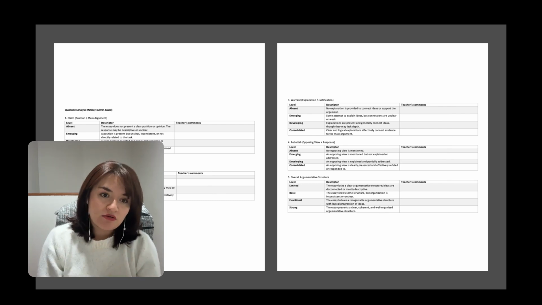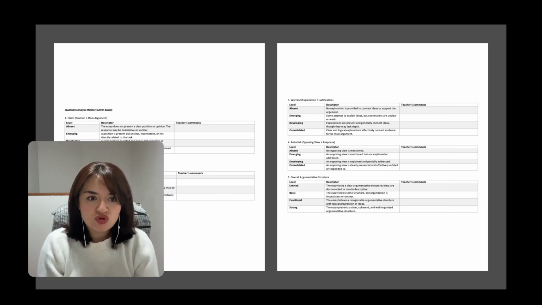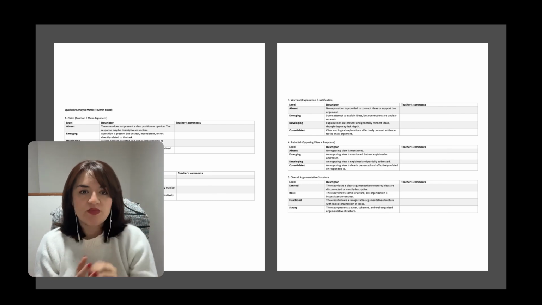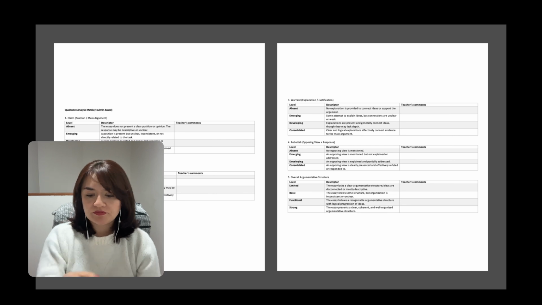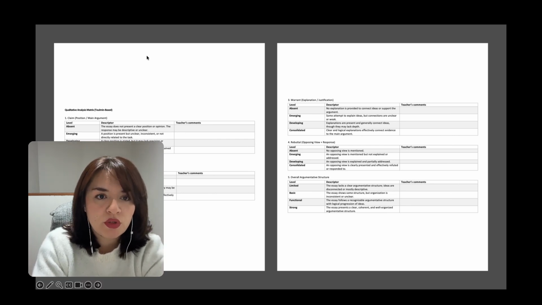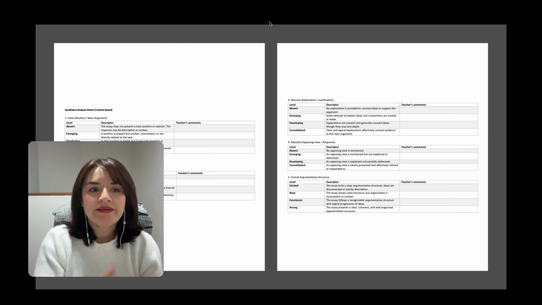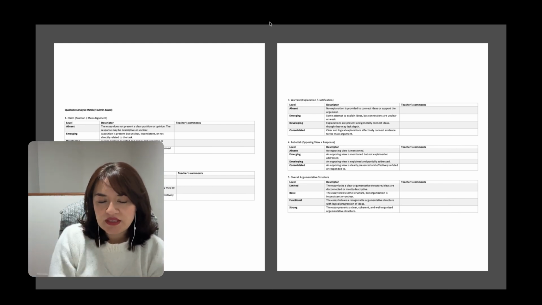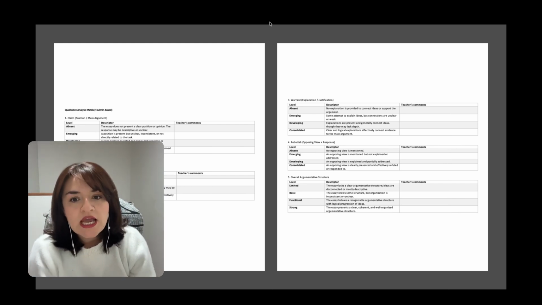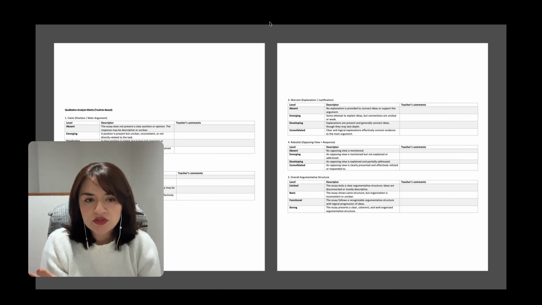After the student writes the pre or post essay, I'm going to be using this specific rubric to evaluate. What am I going to evaluate? The 5 steps that I'm telling you: the claim, the position, the warrant, the rebuttal, and the overall argumentative structure.